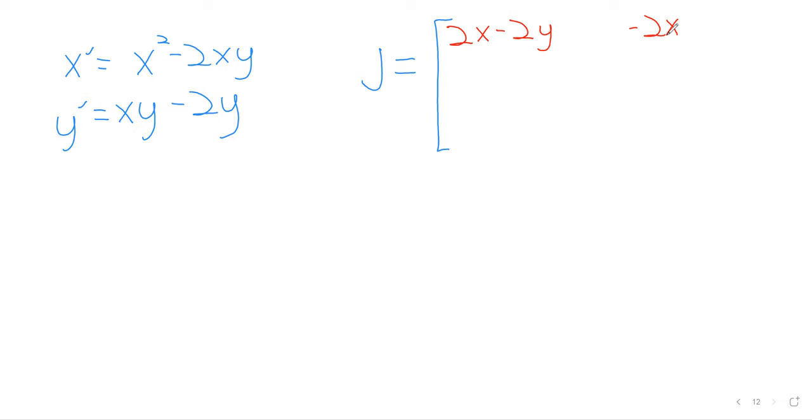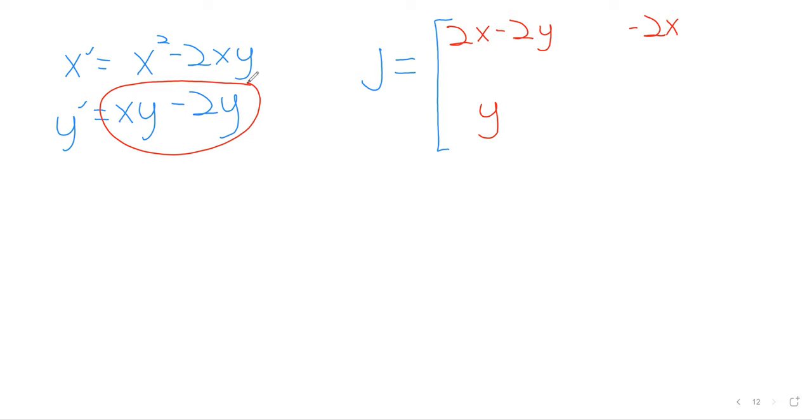Now we'll take the second equation. If x is a variable and y is a constant, then the derivative is just y. I mean, if x is a variable, y is a constant, then negative 2y is a constant. It disappears when we take the derivative, and we're just left with the constant.